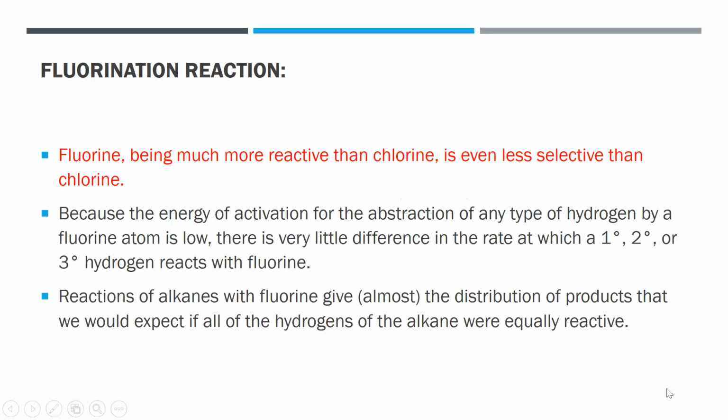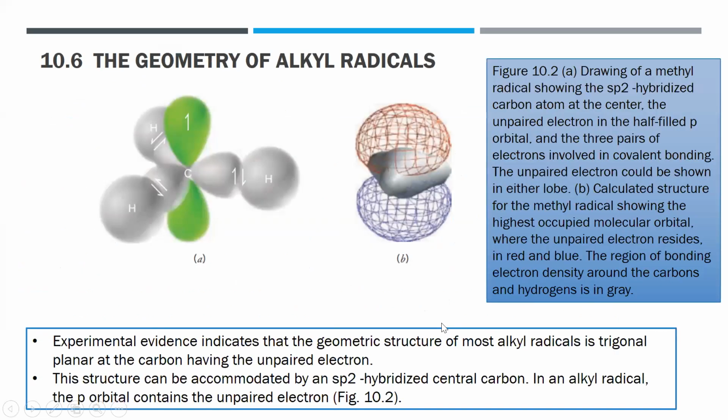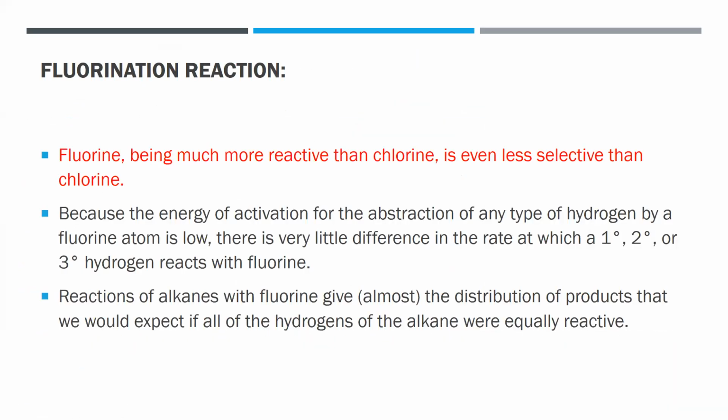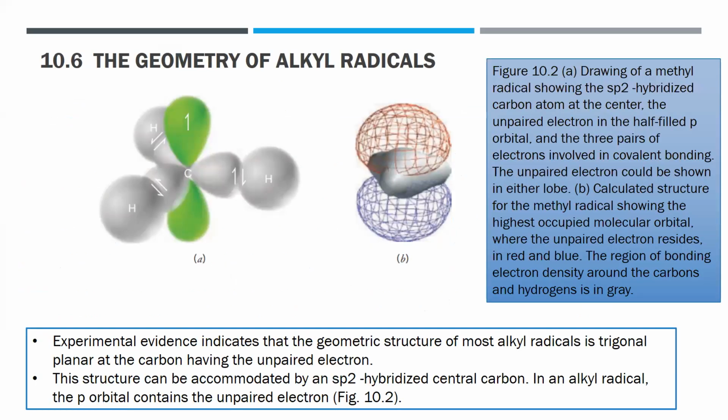Okay, so this is what's being said here. Reactions of alkanes with fluorine give almost the distribution of products that you expect. All the hydrogens of the alkane are equally reactive, so it doesn't matter whether it is 1, 2, or 3 degree. The energy of abstraction is the same. So let's look at the geometry of our alkyl radical.